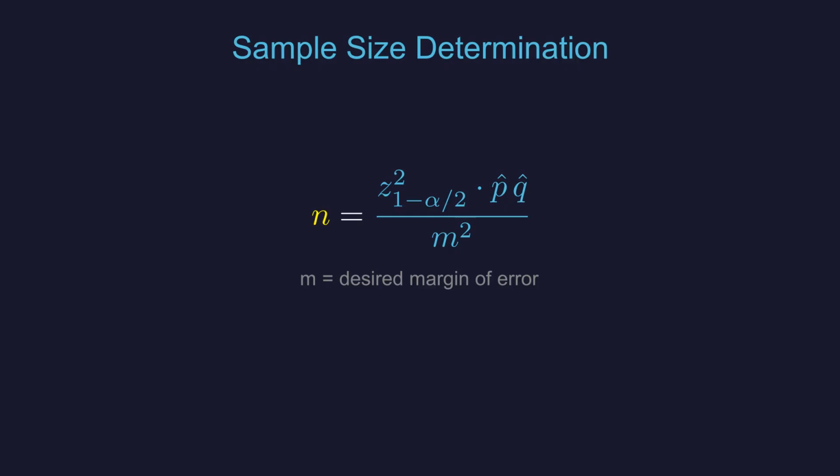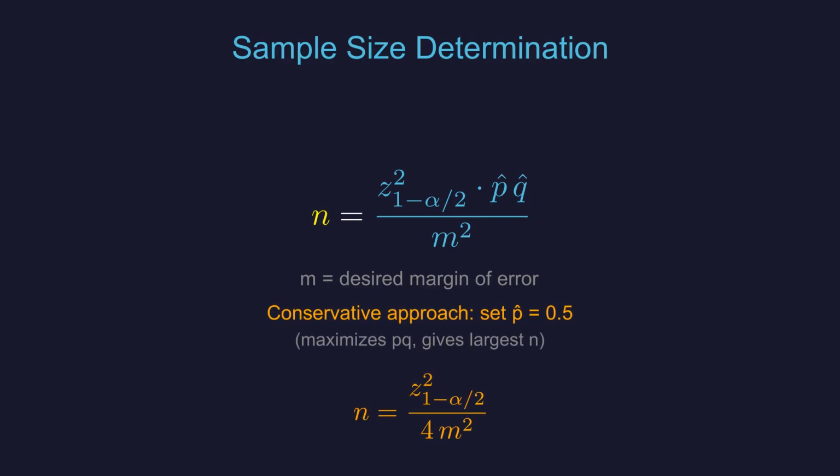Before collecting data, how large a sample do we need? The required sample size is z squared times p hat q hat divided by m squared, where m is the desired margin of error. If we have no prior estimate of p, we use the conservative approach and set p hat to 0.5. This maximizes the product pq and gives the largest required sample size, simplifying the formula to z squared over 4m squared.